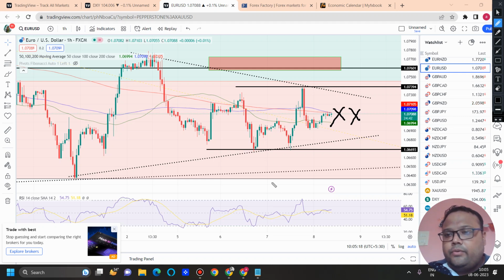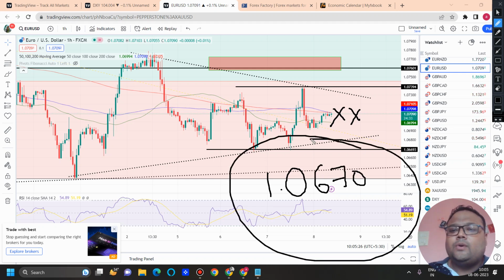First of all, we have a good presence of buyers or support around 1.0670, around this area, 1.0670, 1.0665, we have support.